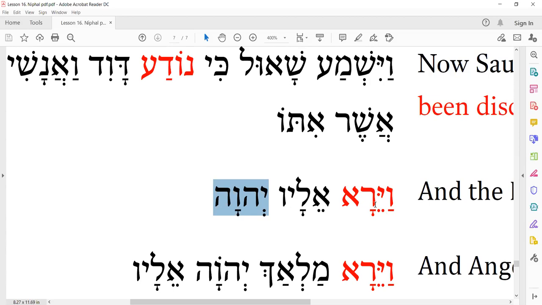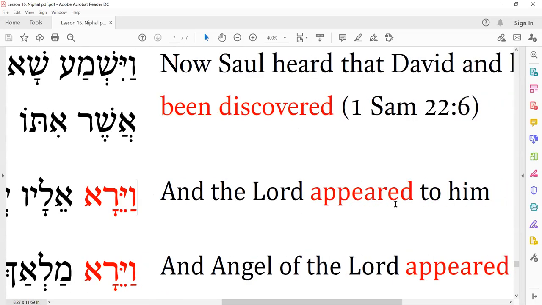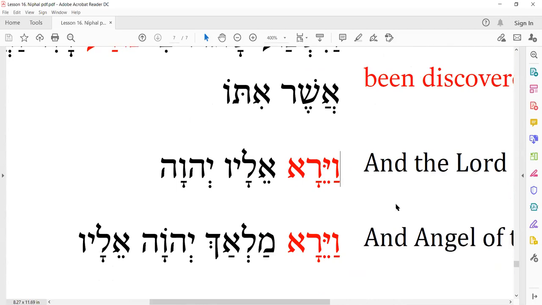But it's better to translate it: and the Lord appeared to him. So this root, va-ye-ra, is translated as appeared. But if you translate literally, he was seen. Yes, the Lord was seen by him. But it's better to translate, and the Lord appeared to him. And the similar expression, Vayera Malach Adonai elav. And the angel of the Lord appeared to him, or was seen by him, or something like that. Okay, so is it clear? So we just need to be careful with the translation.